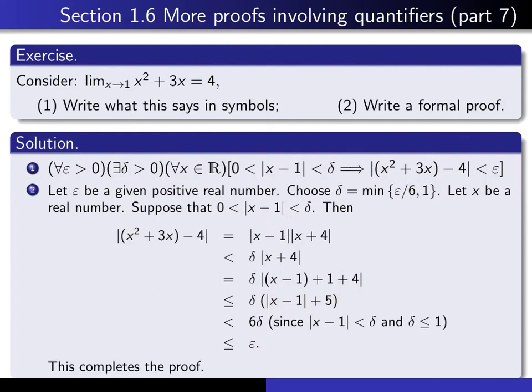And 6 delta is itself less than or equal to epsilon, again because of this fact that delta is less than or equal to epsilon over 6. And so I've completed the proof because I've shown you that I was able to deduce this fact, right? I've got that this is less than or equal to epsilon.